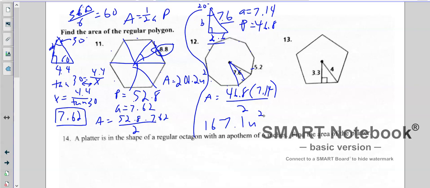All right. Number 13. We need to find this side right here. Well, again, we have A and C. So if we just do Pythagorean theorem, 4 squared minus 3.3 squared, take the square root of that, we get 2.26.